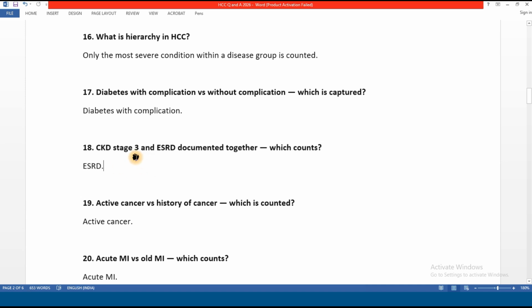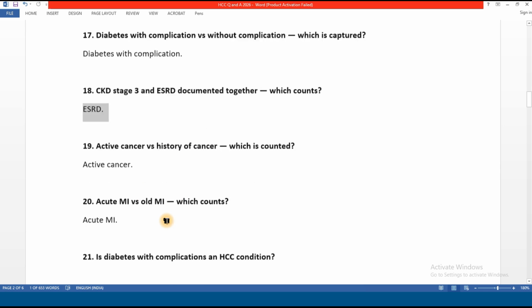Here, among CKD stage 3 and ESRD, ESRD is more severe. We need to code it as ESRD. Next, active cancer versus history of cancer, which is counted? Active cancer. So we need to check the documentation, whether the patient is having any current treatment using radiation therapy as well as anti-cancer drugs. So we will code active cancer based on documentation.